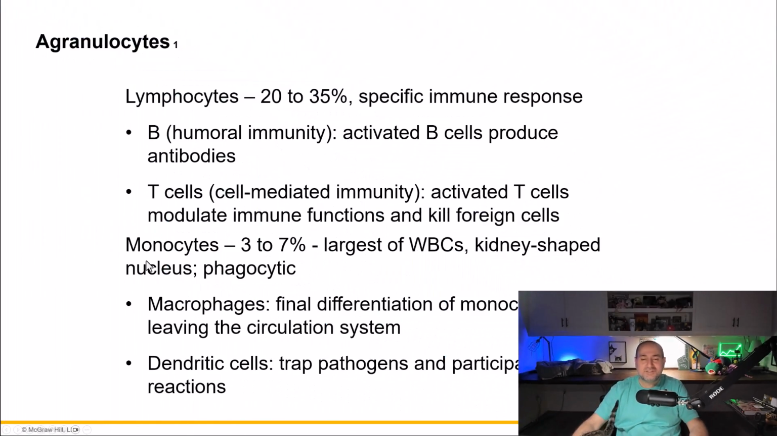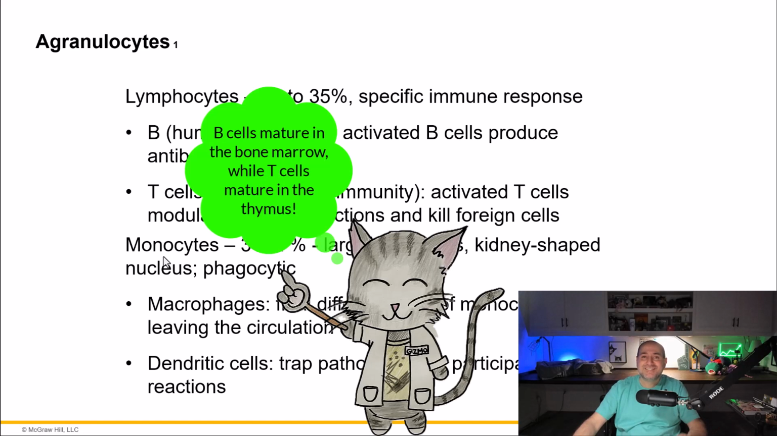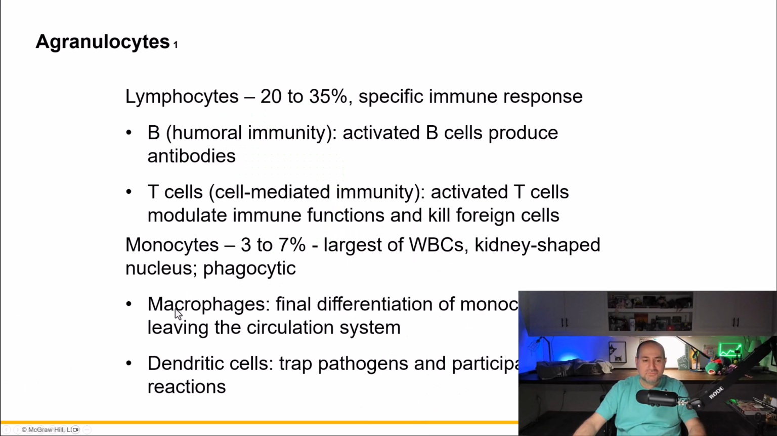What a sweet cat. So yeah, we have T cells and B cells. And do you remember B cells and T cells are both formed in the bone marrow? But remember this, B cells mature in the bone marrow, whereas T cells mature in the thymus. Don't forget that. And then don't forget about the monocytes. Monocytes are phagocytic white blood cells, but they only hang out for a few hours before they change or differentiate into macrophages or dendritic cells.